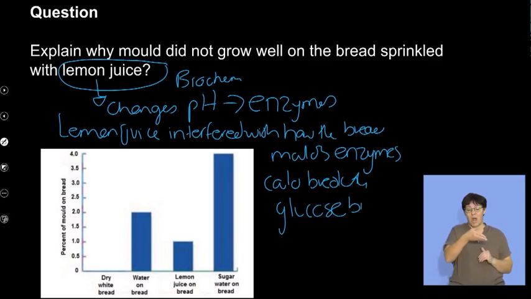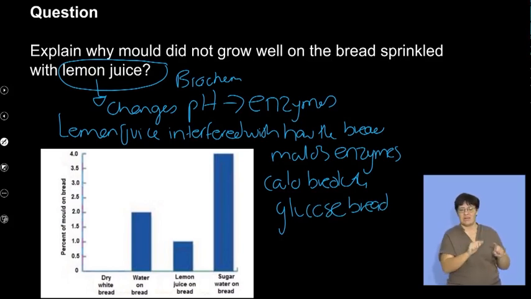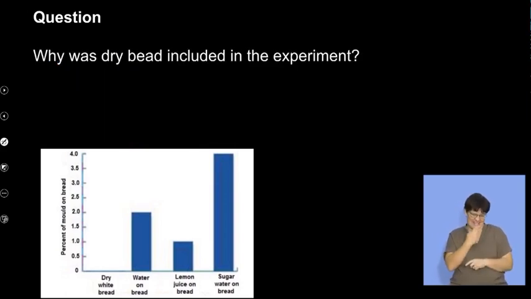So guys, if the bread mold's enzyme couldn't break down the glucose, what happened was the mold couldn't grow because it wasn't getting enough food. It's a difficult question. It's a higher order question.